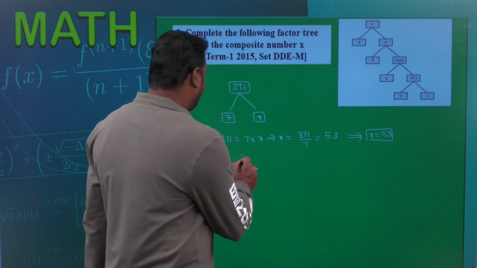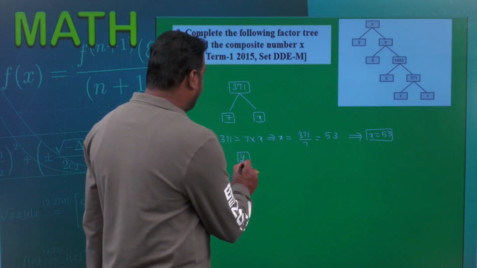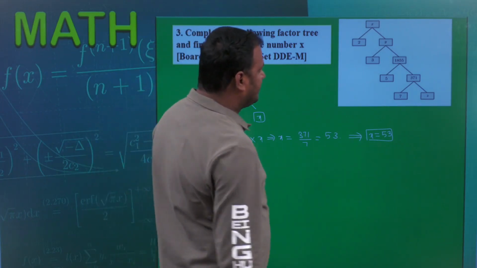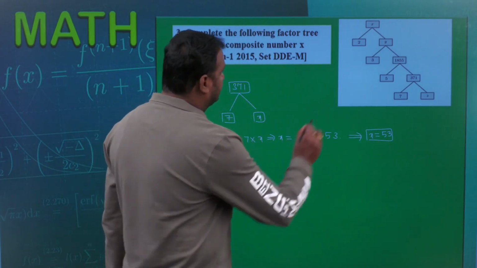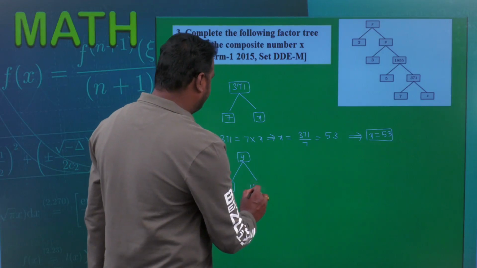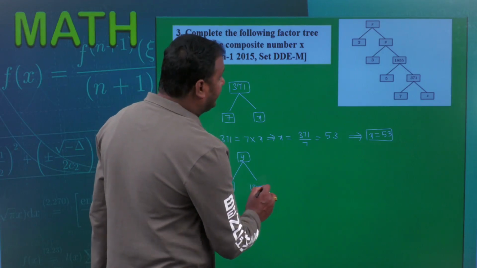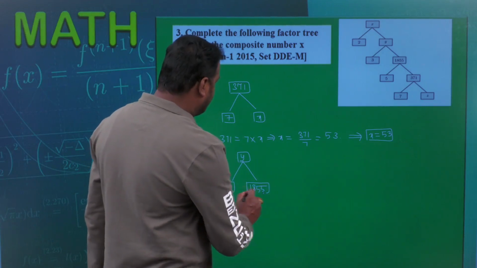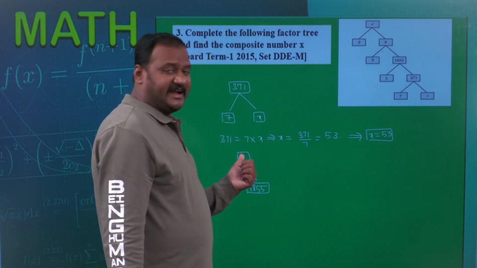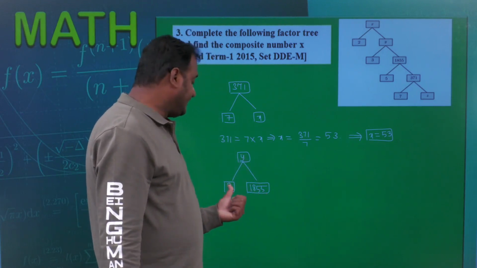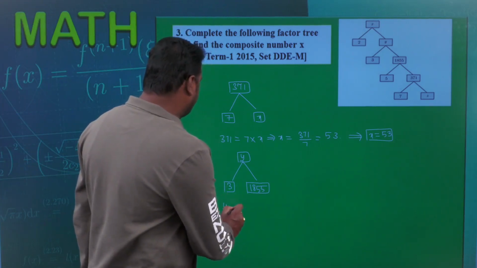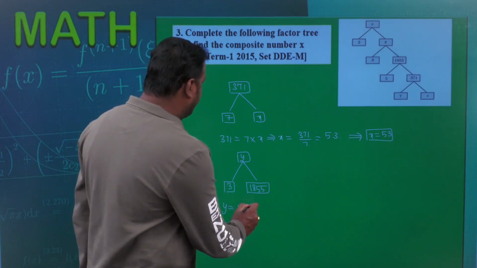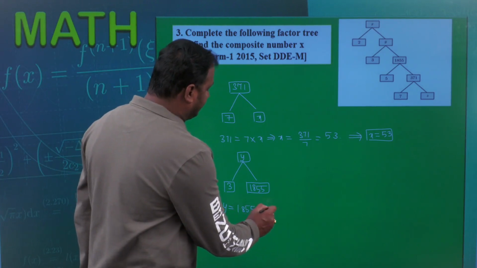So there again y is divided into two factors. What are those two factors? 3 and what is the other number? 1855. Okay, 3 and 1855. So according to this, y is factorized into two factors. They are 3 and 1855. Therefore we can say that y is equal to 1855 multiplied by 3.